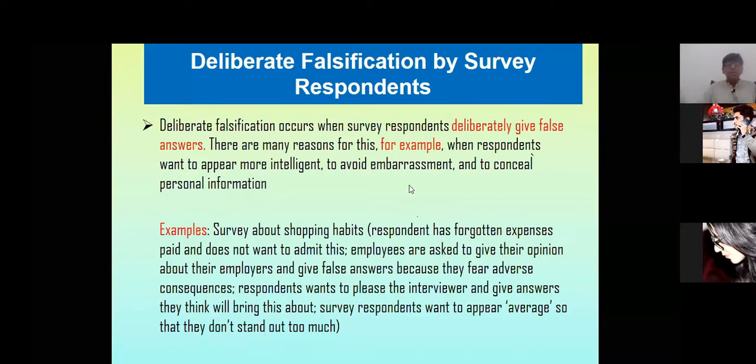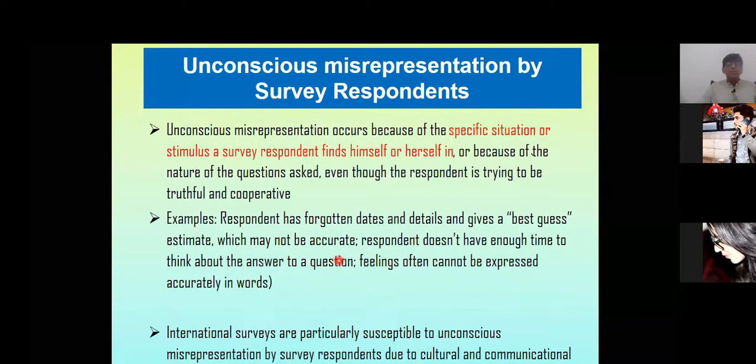And then another thing is survey respondent unconscious misrepresentation. It occurs because of the specific situation or stimulus a survey respondent finds himself or herself in, because of the nature of the question asked, even though the respondent is trying to be truthful or cooperative. That means your respondent wants to cooperate with you and wants to tell the truth, but due to certain problems, he's unable to tell you the truth.